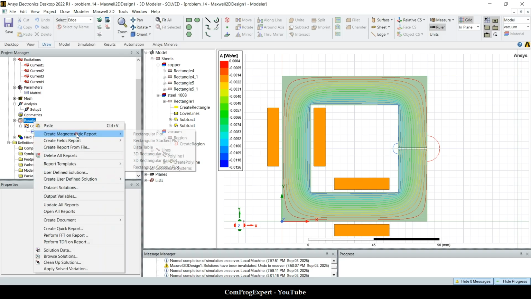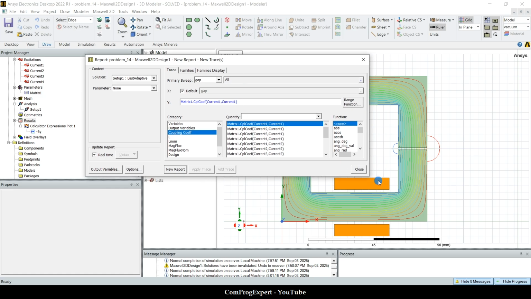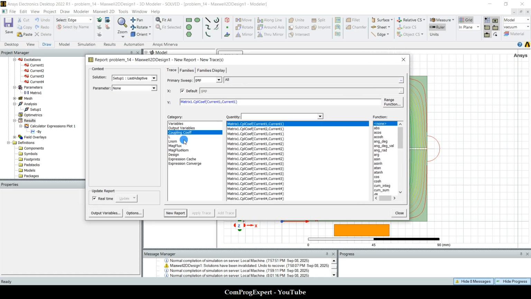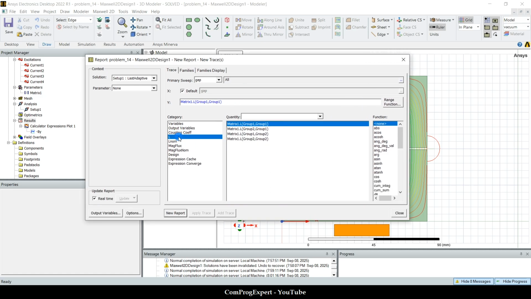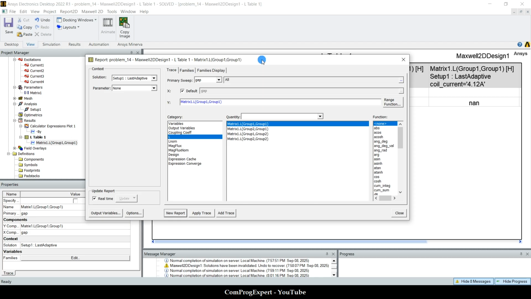So here in the magnetostatic report, let's generate this data table. As you can see, we have L. These are the components of the inductance matrix. We have 4 components, as you can see. This is matrix 1L, group 1, group 1. This is actually the self-inductance of the phase A. What is the value?